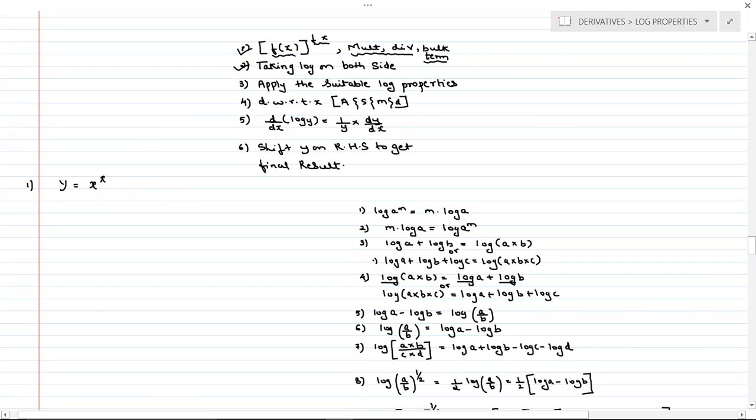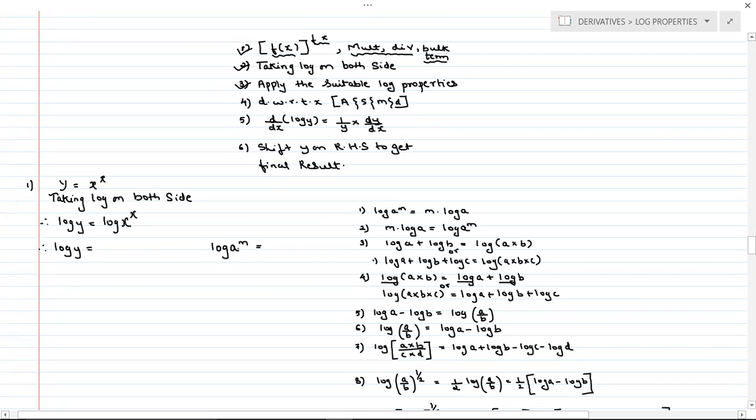After this, you will use the concept of taking log on both sides. So after taking log on both sides, let's see what will happen. Log y equals log x raised to x. After this, it says to apply the suitable log property. Here we can clearly see that it looks like the property log a raised to m.